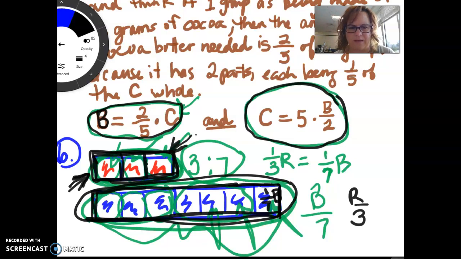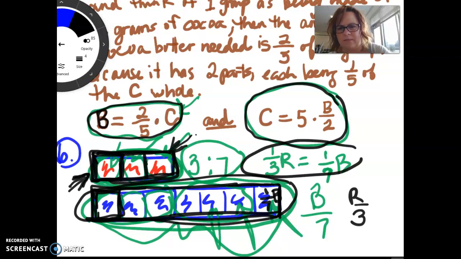And since we made the strip diagram, it's a nice visual to see that since the ratio is 3 to 7, we know that all the parts are the same size. So we know that 1/3 red is going to be equal to a 7th blue. A third red is going to be equal to a 7th blue.